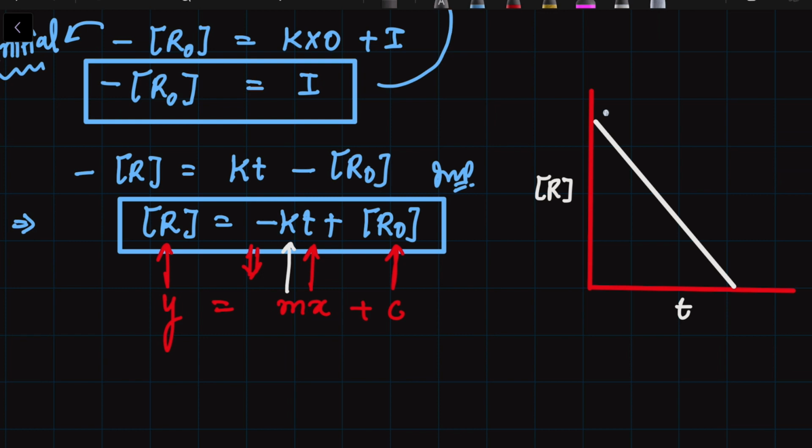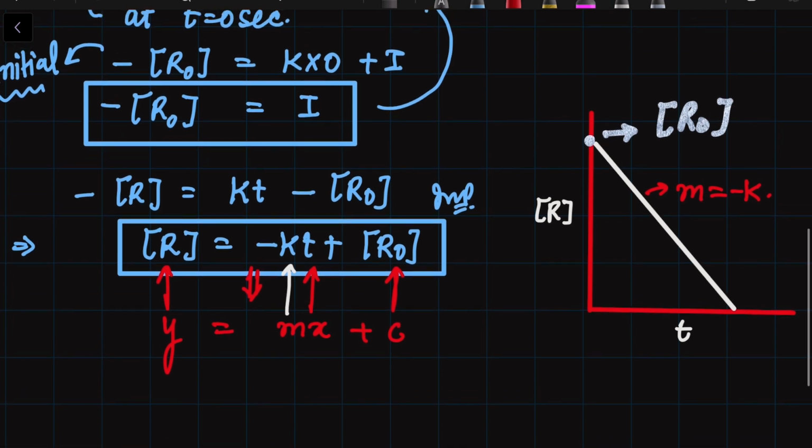Why am I saying this? Because we will cover it later on. This point is the intercept, which is called R naught, or you can say C also, and the slope of the graph is M, which is equal to minus K. I hope up to here everyone got it clear. Okay, thank you.